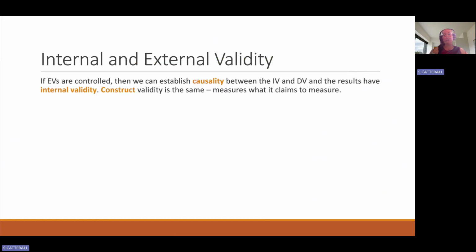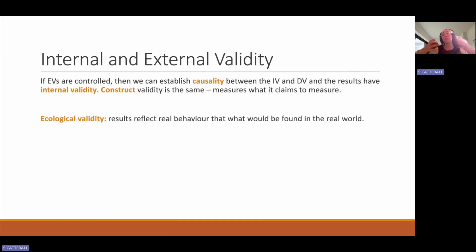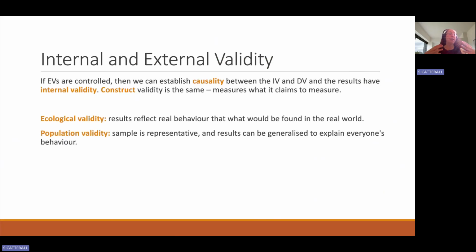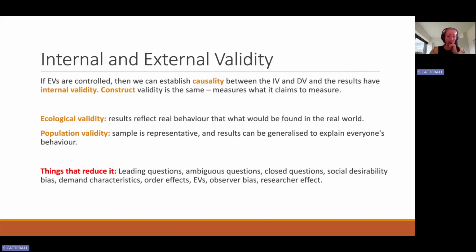If my study is about stress, am I actually measuring stress? If my study is about happiness, am I actually measuring happiness? And then we've got external validity. So these are outside the study. These are, do my findings represent outside? So ecological validity: do I actually have results that tell me about real world behaviour, how people behave in the real world? Population validity: does my sample represent everybody else in the world? Can I say that the way my sample behaves is the way that other people in the world behave?